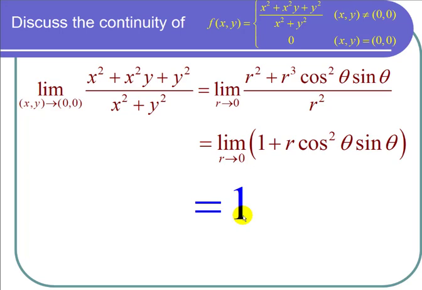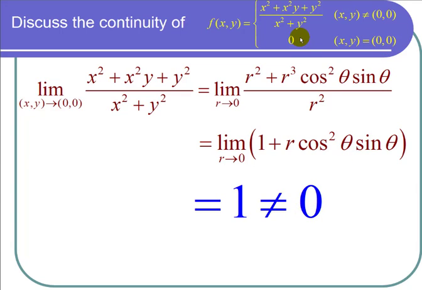Well, that's good because we have a limit that is well defined, but it's bad because the function evaluated at the point (0,0) is equal to 0, and 1 is not equal to 0. So the limit as we approach (0,0) is not equal to the function evaluated at (0,0). And that says that this function is not continuous at the point (0,0).